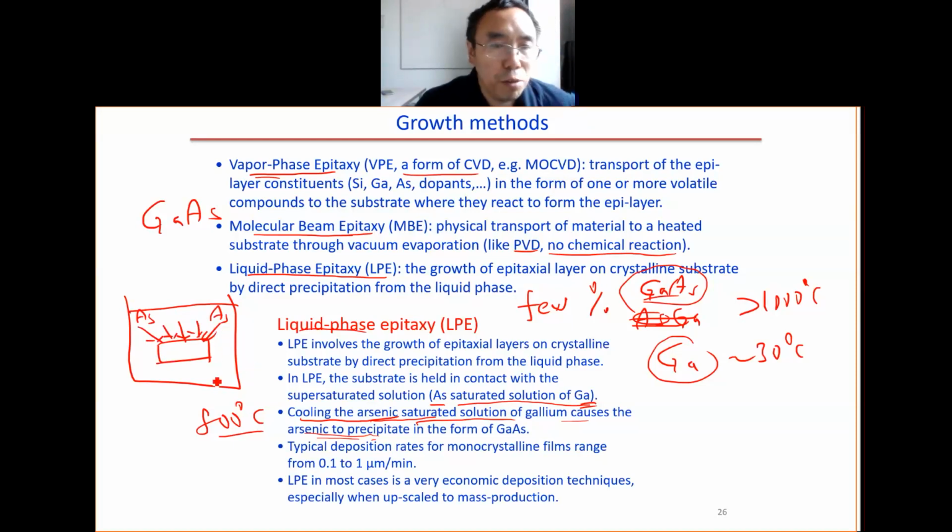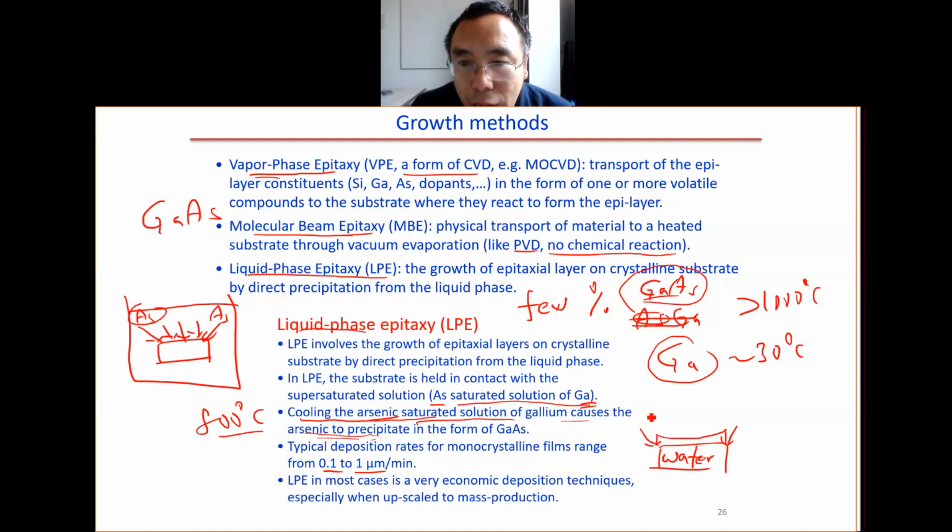For the deposition, it forms the film. The rate is about 0.1 to 1 micrometer per minute, so this is not very fast. Because we have limited arsenide, in the end the film is not very even. You can imagine if this is the wafer here, there will be more deposition on the edge than on the center, because you have more arsenide arrival on the edge than on the center. So the deposition rate is limited by the arrival of the arsenide.